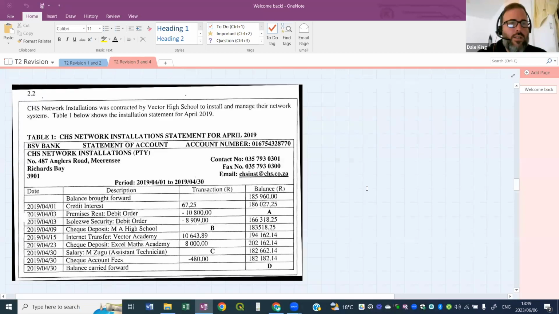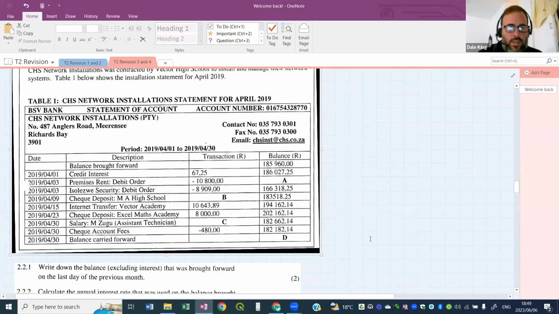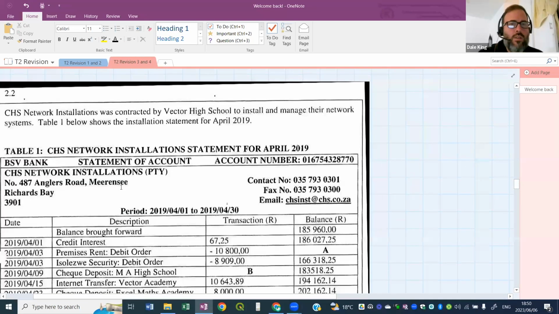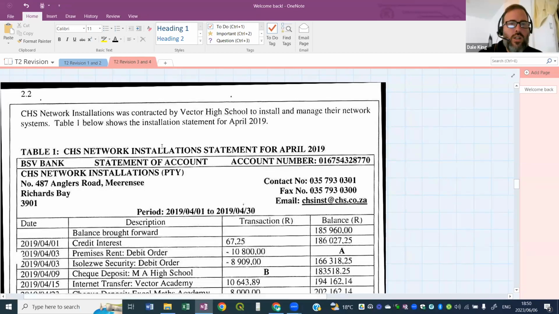All right, let's see. I hope you can read this, guys. There's a lot of text in here. I'll make it a little bit bigger for you. All right, I'll zoom in for now. It says here, CHS Network Installations was contracted by Vector High School to install and manage their network systems. Table one below shows the installation statement for April 2019. So this is a statement of work that was done.